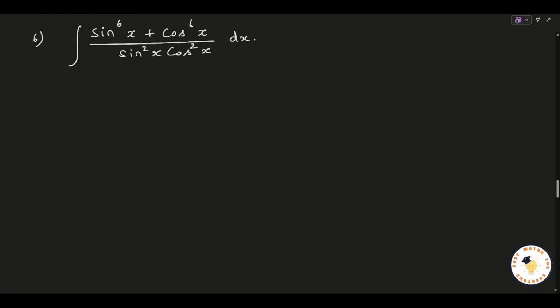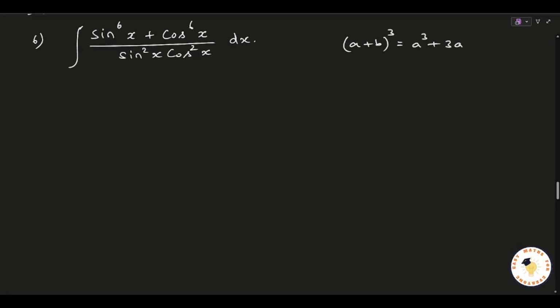Let us solve this sum. Integral sin power 6x plus cos power 6x divided by sin square x into cos square x dx. This also cannot be solved directly. We are going to use some algebraic identity here. We know this formula, a plus b whole cube equal to a cube plus 3a square b plus 3ab square plus b cube. This can also be written as, right?